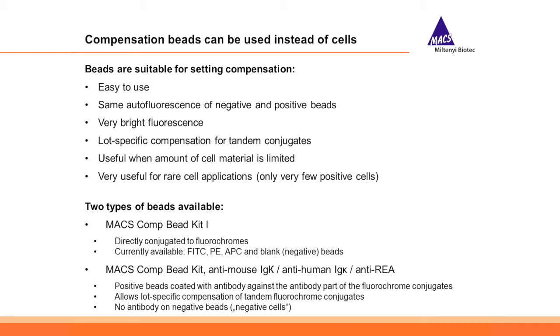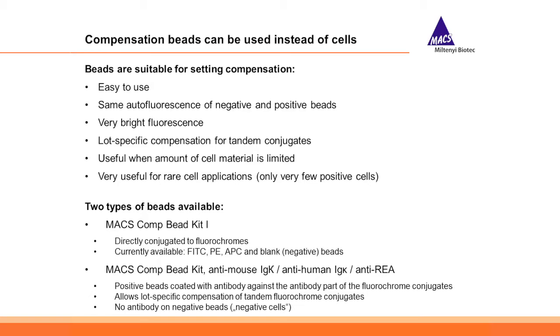With your cell sample, you might not know if your positive cells really have the same autofluorescence as your negative cells. They are very bright in fluorescence, so they have a very high fluorescence, so even if you have a strong expression of a marker, they usually are always brighter than your labeled cells, so the compensation will always fit then. You can do lot-specific compensation if you use tandem conjugates, when you use catch compensation beads. I'll come to that in a minute.